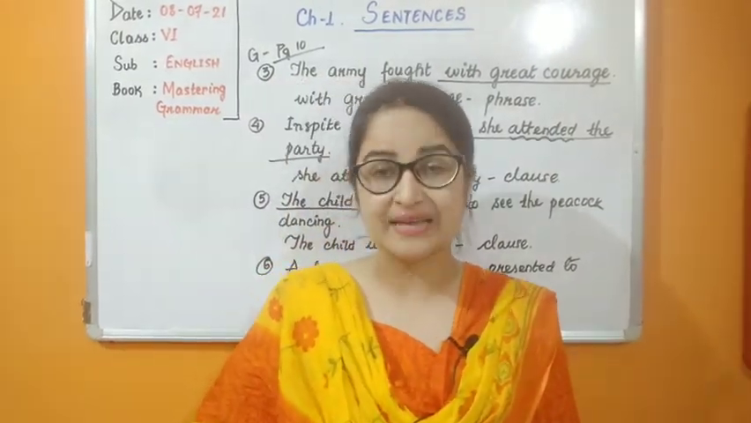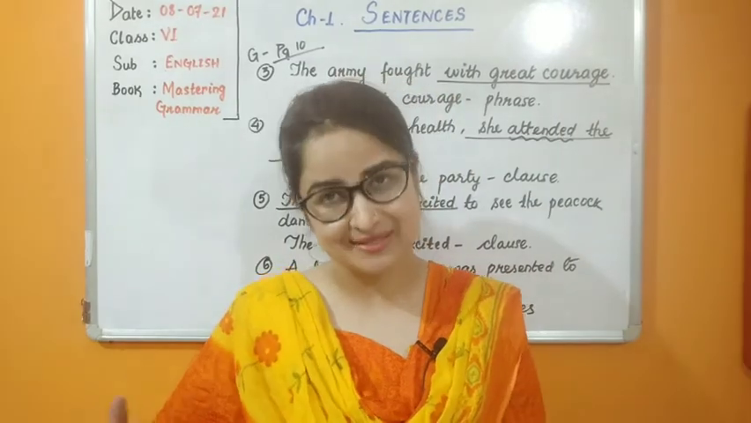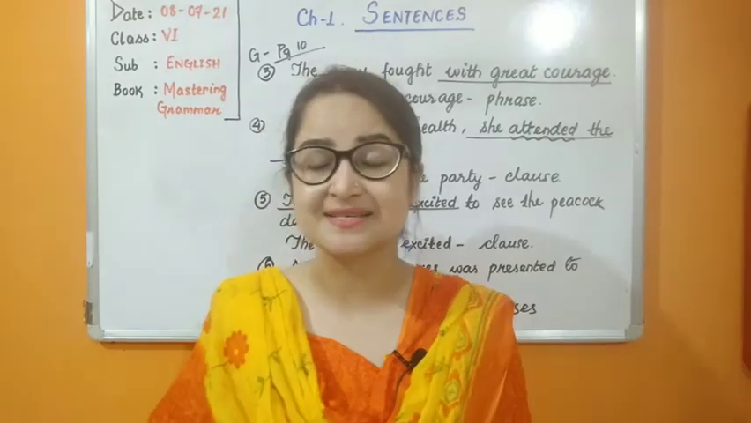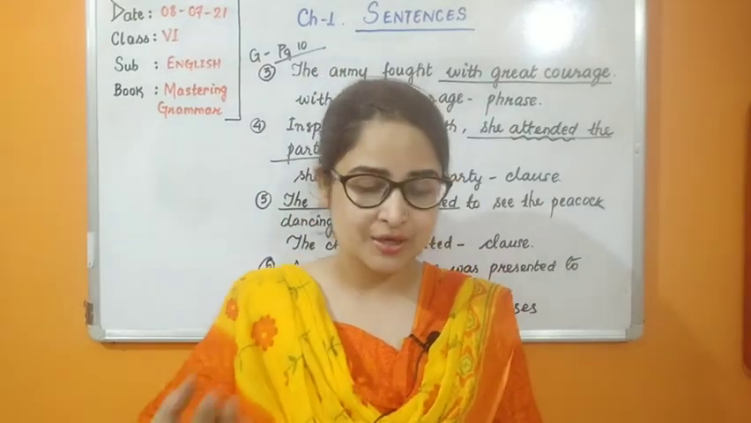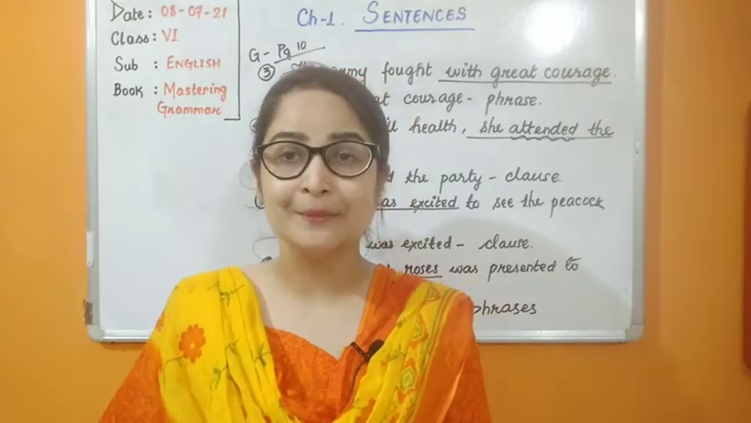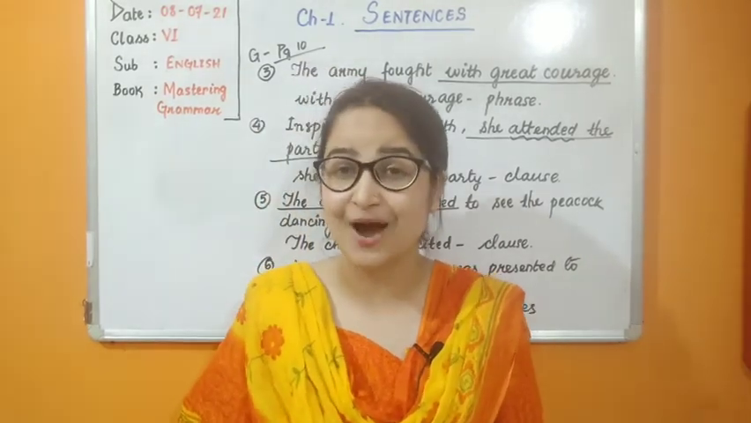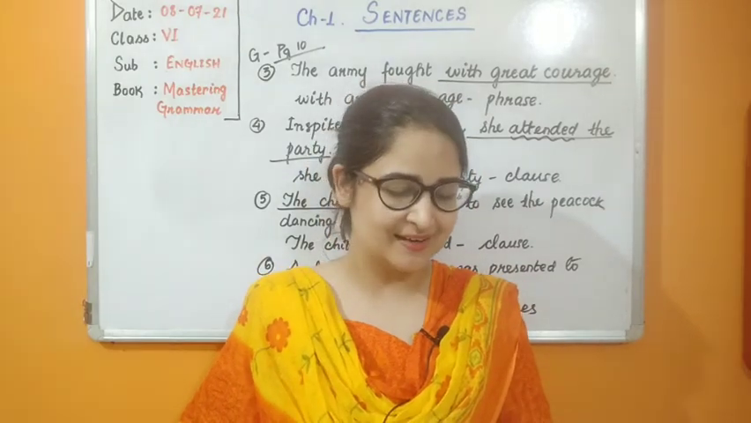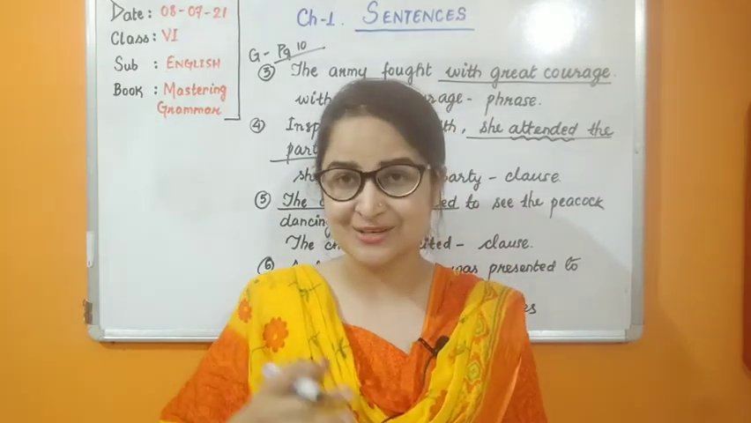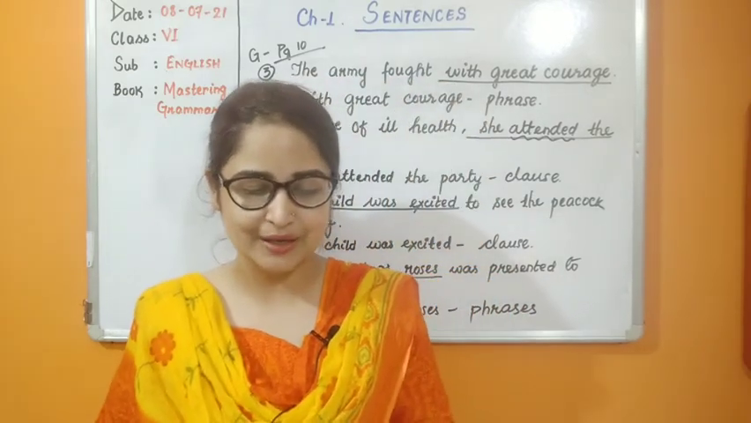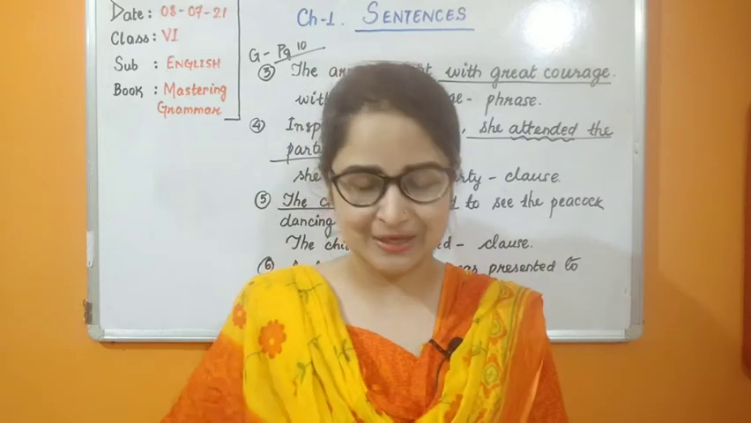Match to form interesting sentences, exercise H, which is on the same page, page number 10. Children, you have to match these two columns A and B, and then form interesting sentences. See how we can form interesting sentences by combining two parts of the sentence. The first one is: she found. Now let's see if we can match any word.